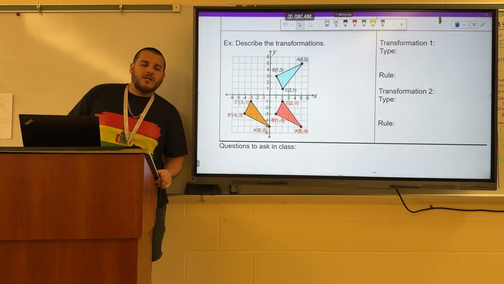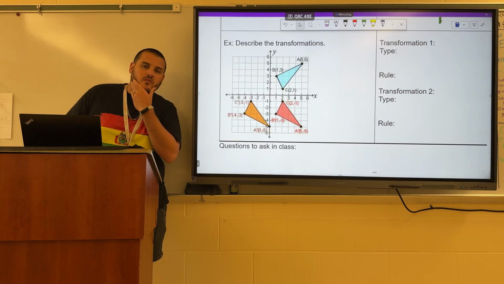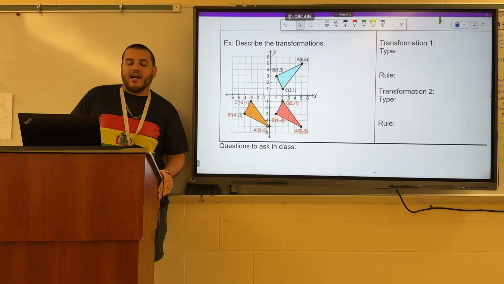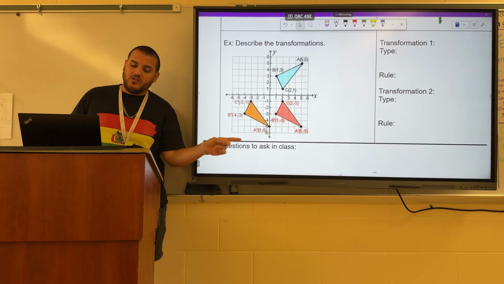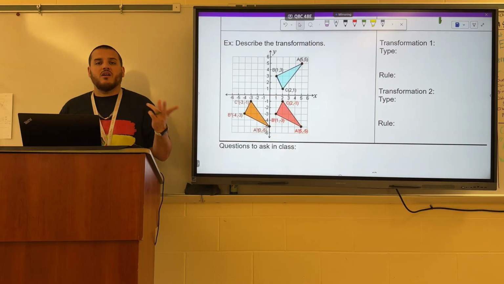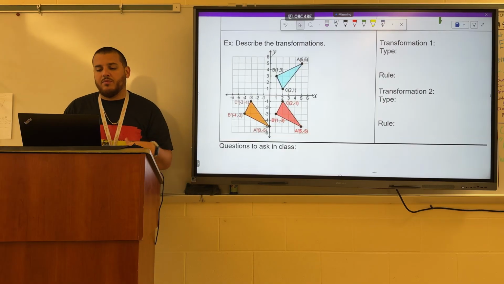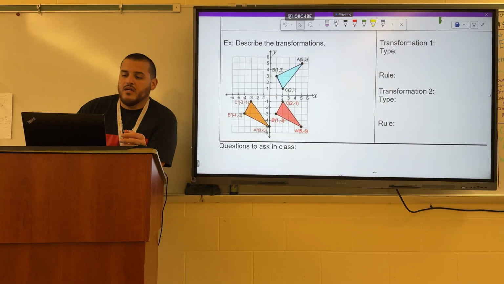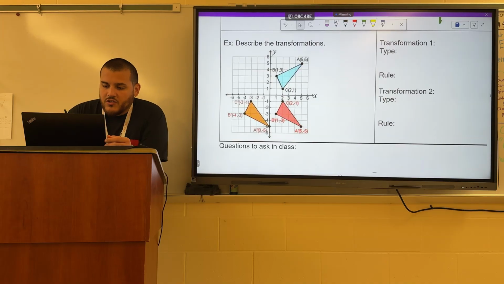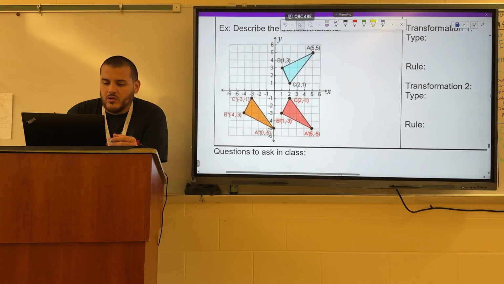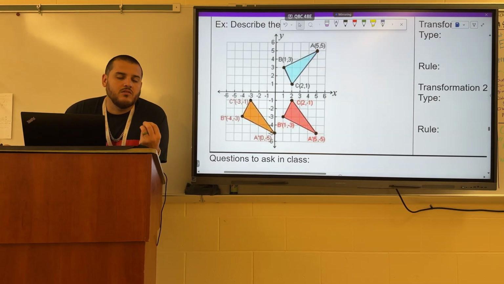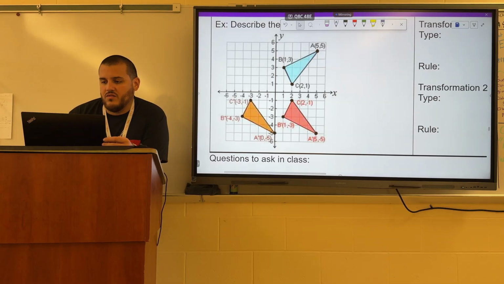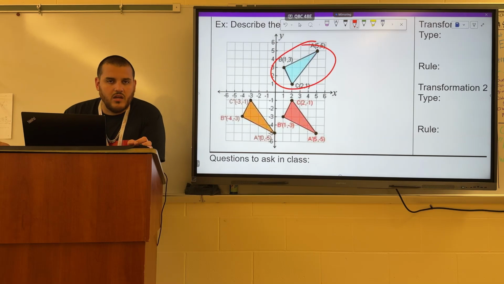Just as we're going to be expected to perform compositions of transformations, we also need to be able to describe compositions of transformations. So we have here on this graph 2 transformations that have occurred. We have to describe both in the order that they happen, which means we need to identify the pre-image. As we look at our triangles here, we have a light blue, a reddish, and a brown triangle. And we can identify the original figure as the one without apostrophes, and that would be this triangle here.